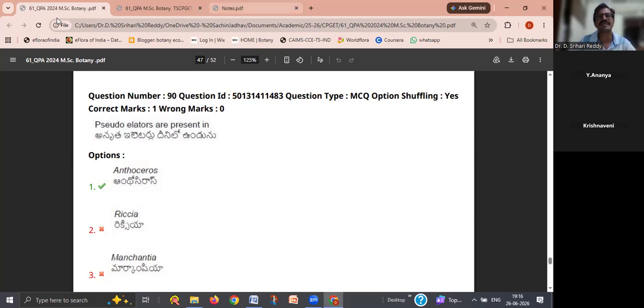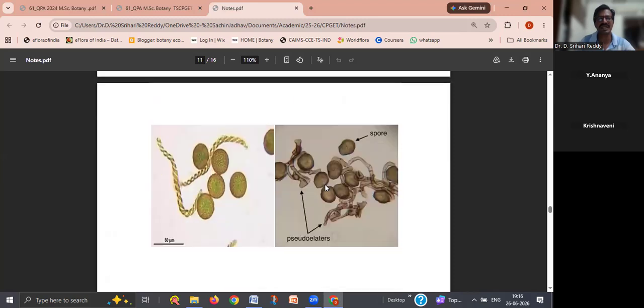Let's see this. You can see the diagram here. This is the case of Marchantia. Along with the spores, there are filamentous structures with spirally coiled thickenings. These are called elaters of Marchantia. But in the case of Anthoceros, in the next diagram, along with the spores, these are filamentous structures but without spiral thickenings. They are called pseudo elaters.